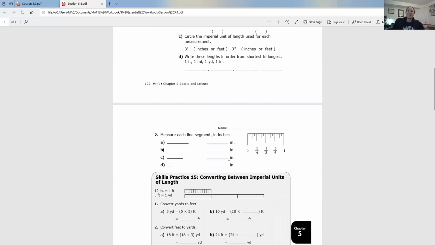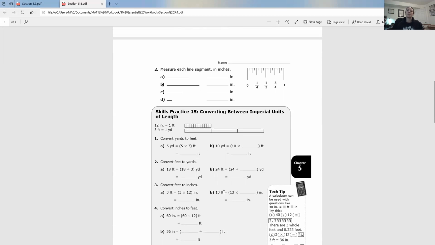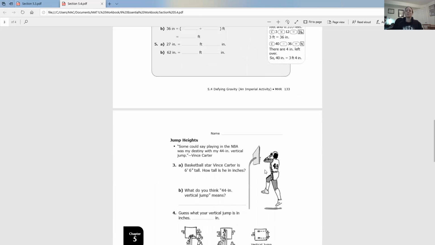Once you've done that, I want you to find a ruler that has inches in it. A measuring tape would do also. And I would like you to measure each of the line segments, but this time in inches, okay? Please don't worry about converting between imperial measures. We will get to that as we go through, okay? So don't worry about it for now.